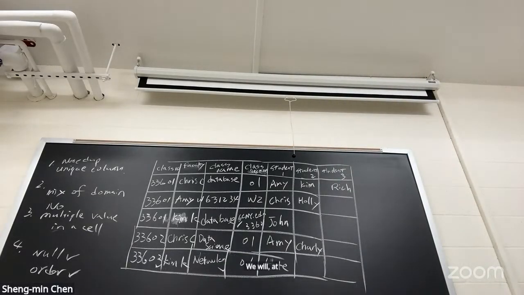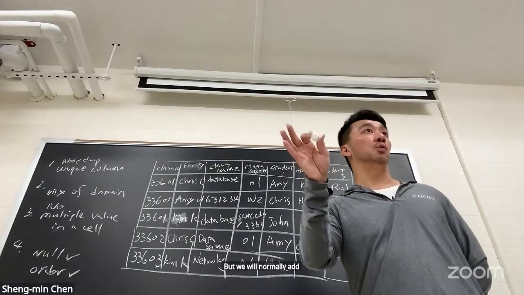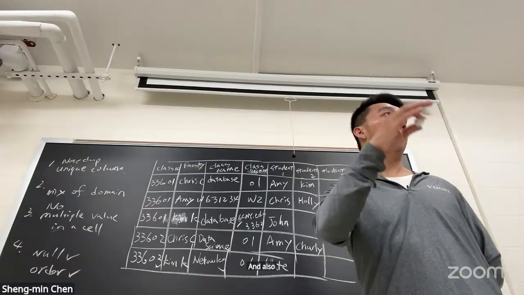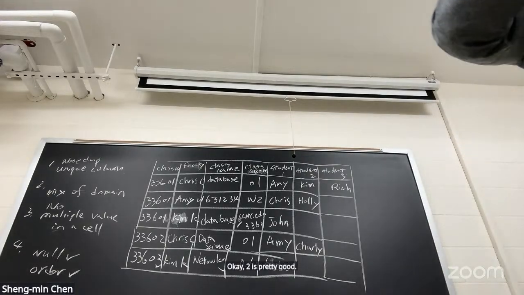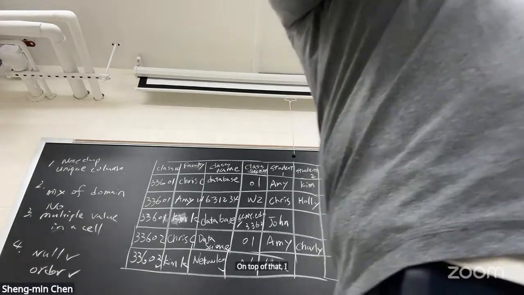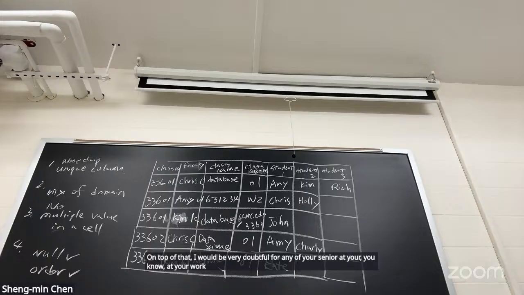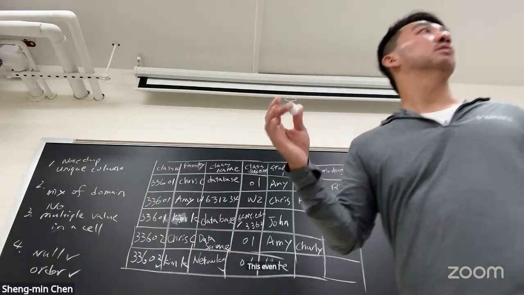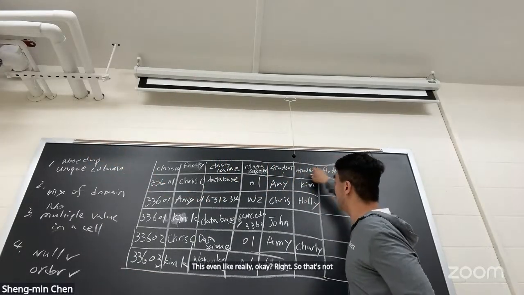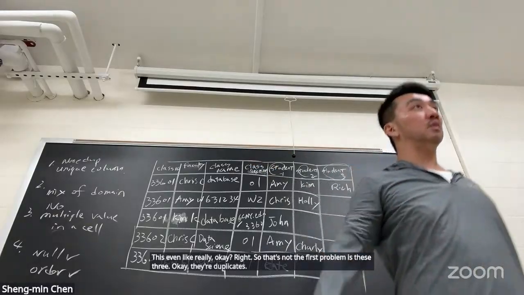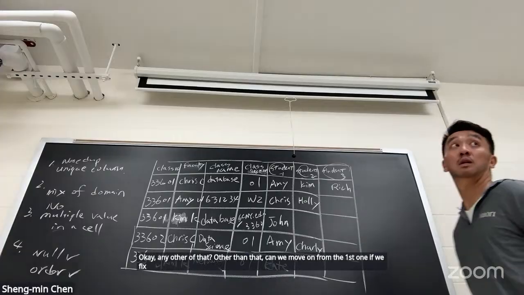We will, at the end of the semester, get to 4th normal form, but for all your projects we will normally stop at 2. And also at your job, it's probably best practice to get to 2. Okay, 2 is pretty good. On top of that, I would be very doubtful that any of your seniors at work still remember what 3, 3.5 or 4 is even like. Really, okay? Right, so that's the first problem, these 3. They're duplicates. Okay, any other of that? Other than that, can we move on from the first one if we fix this one?